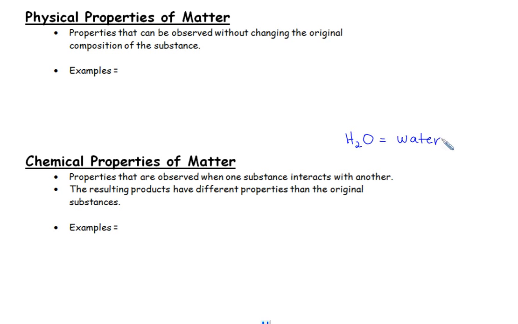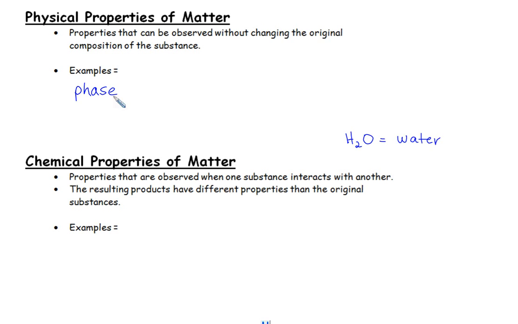What properties can I observe about water without changing the structure of the water molecule? It's 2 hydrogen and 1 oxygen bonded together to form this molecule. Examples might be things like phase or state of matter. Now I can observe if water is a solid or a liquid or a gas, and I don't have to change the original structure of the particles. I'm just making a physical observation. Hey, it's an ice cube, it's solid. Ooh, I see water in the liquid phase.